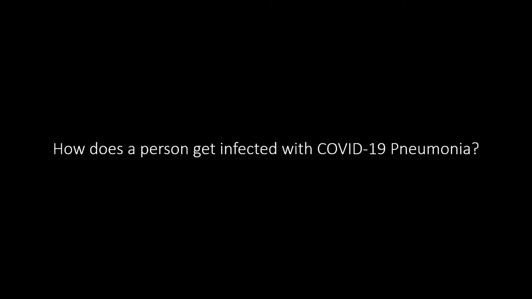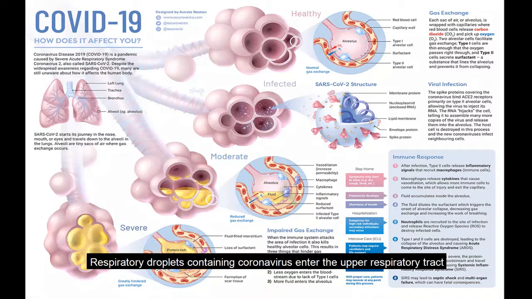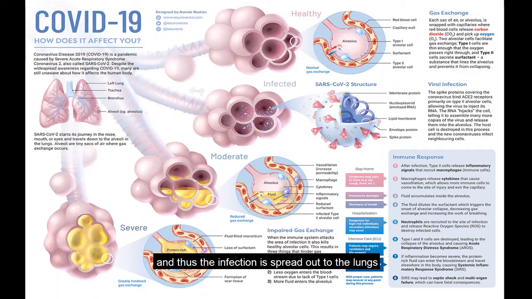First, how does a person get infected with this disease? Respiratory droplets containing coronavirus enter the upper respiratory tract. The virus infiltrates the respiratory system by multiplying itself, and thus the infection spreads to the lungs. The infection leads to the activation of inflammatory cells, specifically CD4 lymphocytes, transformed into T helper 1 cells.